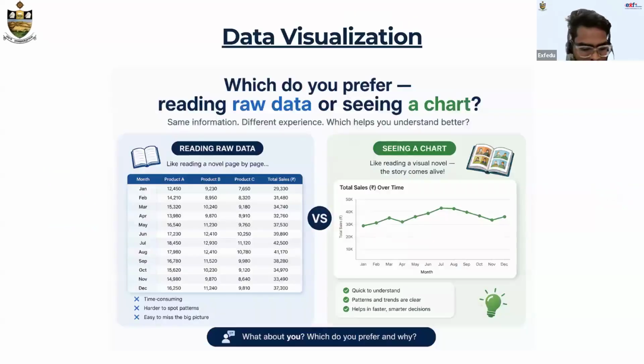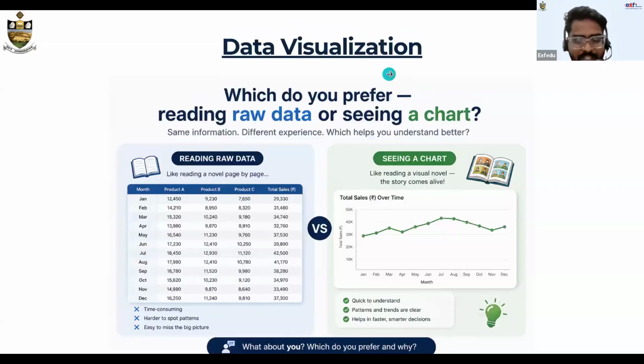Let's imagine a scenario where I have provided you two options to pick from: raw data or a chart. Which one would you prefer to go through? I think it's simple. I have provided you some Excel sheet of data, and the same data I have provided as the chart itself, right?